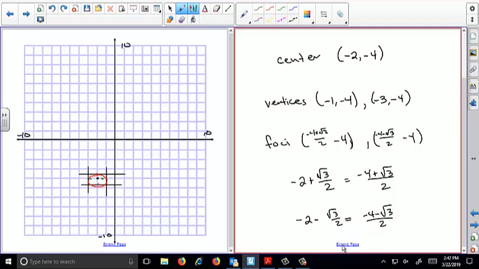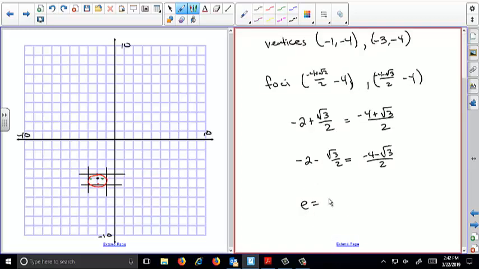And the eccentricity is c over a, so that c is the square root of 3/2 divided by a, which is 1. So that's going to be the square root of 3/2, which is equal to 0.866. So that's even more stretched out.